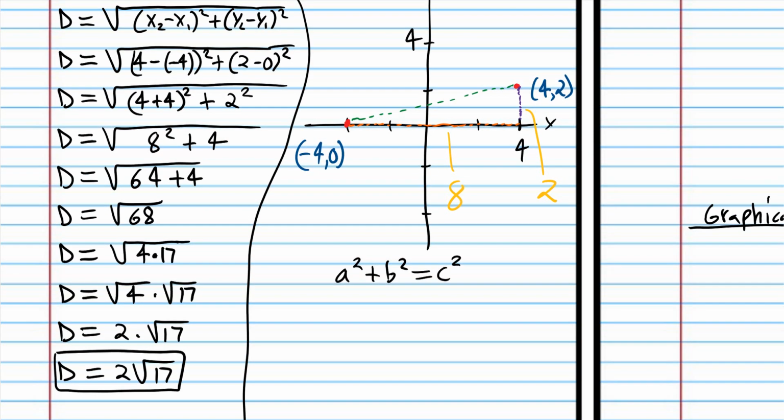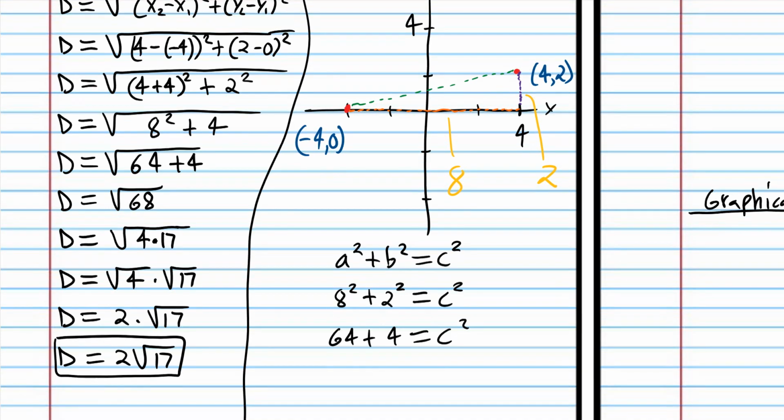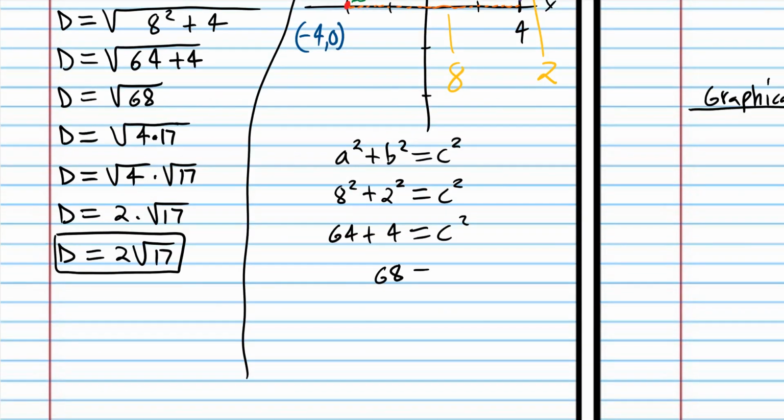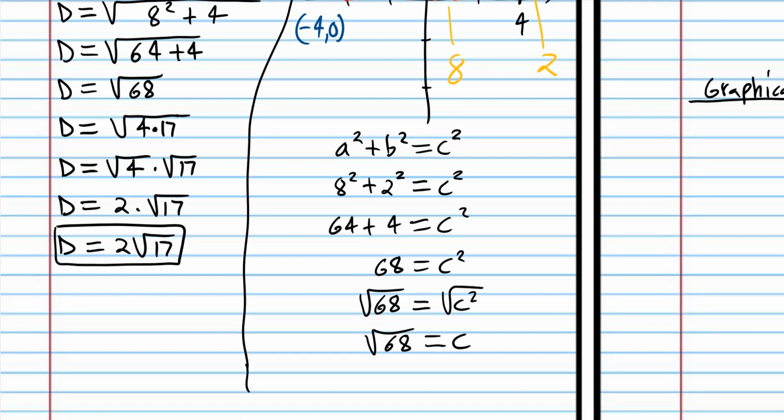All right, so a squared plus b squared is equal to c squared. That's the Pythagorean theorem. We just plug in the legs that we found. We get 64 plus 4 is equal to c squared. Add them together. We get 68 is equal to c squared. So we found c squared. We don't care about c squared. We want c. So we have to square root. And so we found c is equal to square root 68.